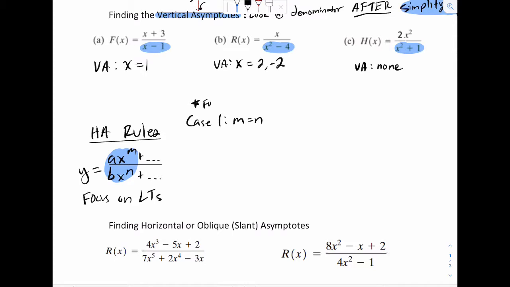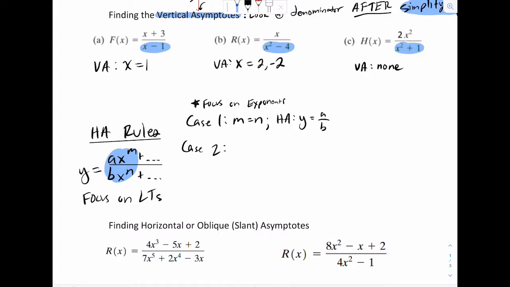So we're going to focus on the exponents as well. That's going to help you think about what's happening. In the event the exponents are equal, what happens is that your horizontal asymptote is y equals a over b, meaning you simply just take the coefficients.